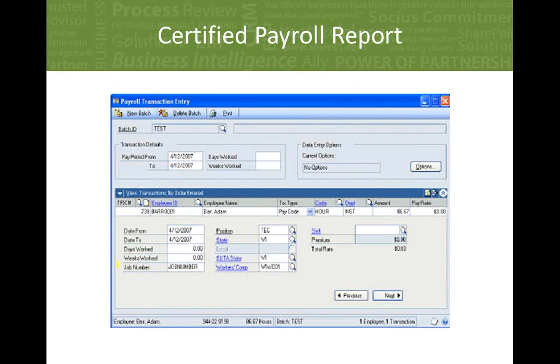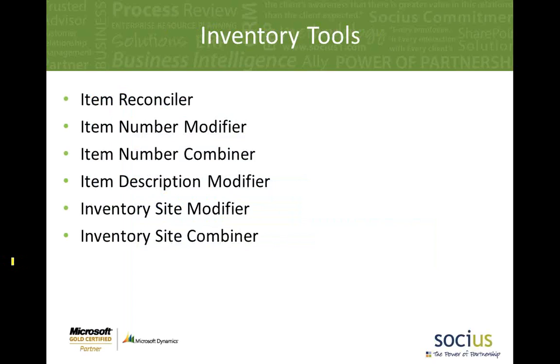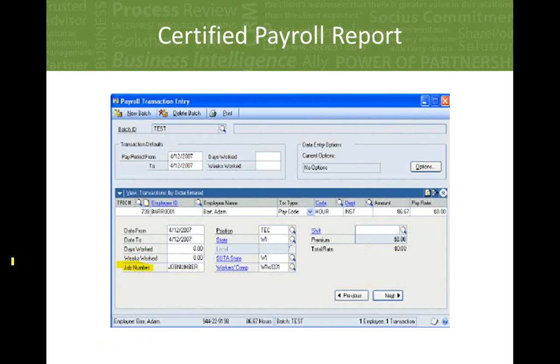If I can find my highlighter, there we go. It adds this job number field, and so you can complete that in your payroll transaction, and it will then generate a report that shows you the payroll or the transactions by job number so that you can do that certified payroll report.